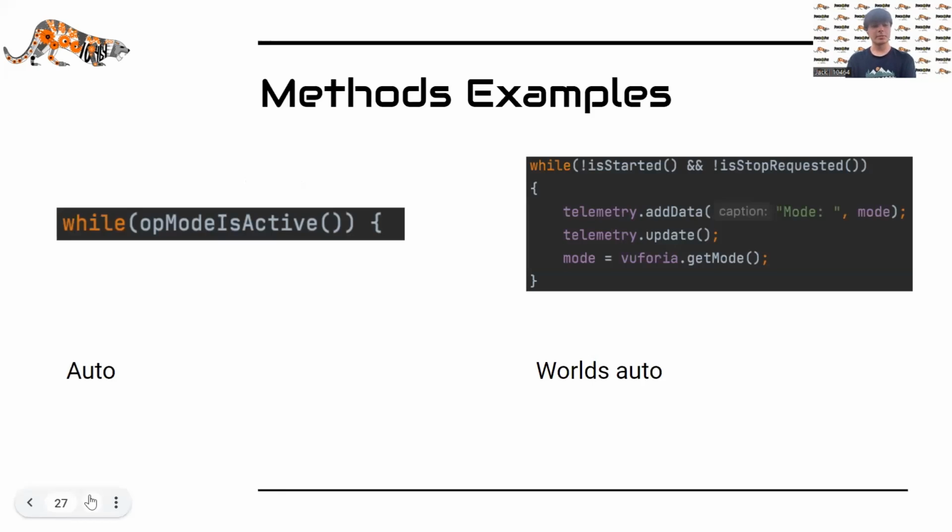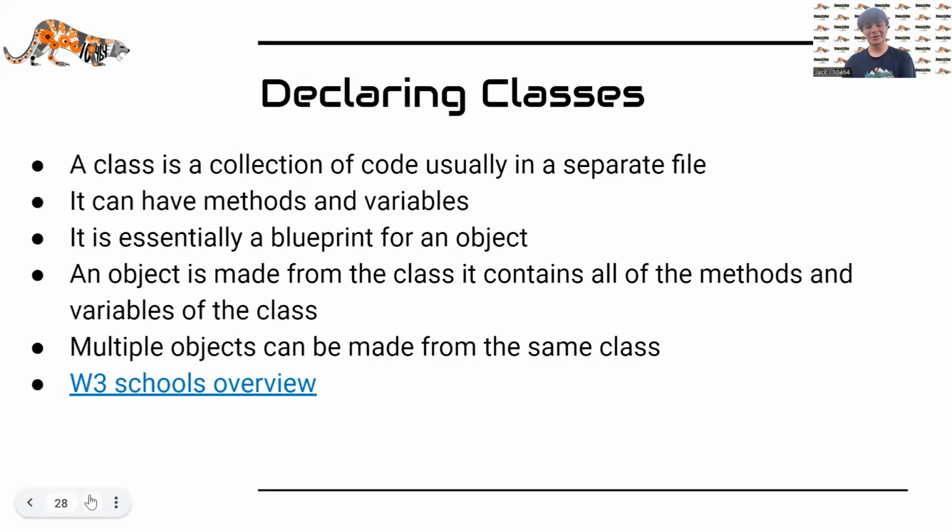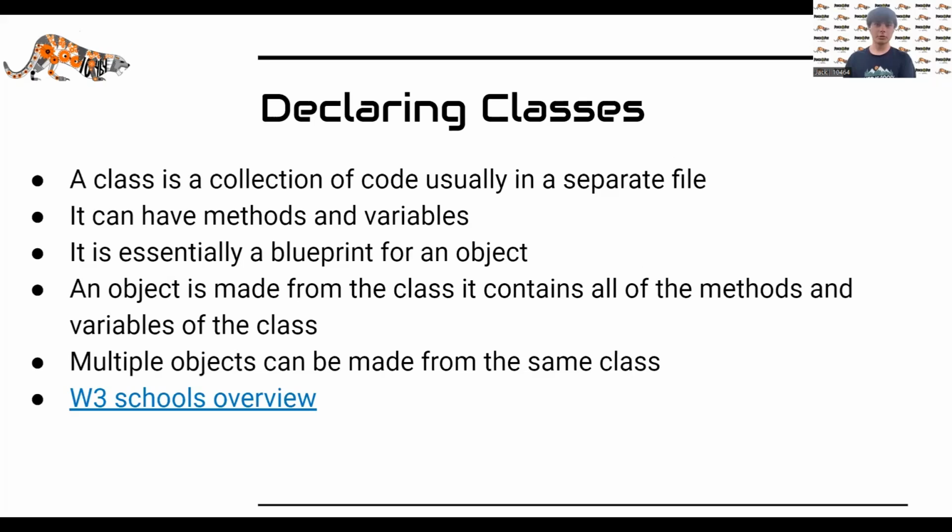And so we're going to be talking about classes next. A class is a collection of code that is usually in a separate file, the .class file. It can have methods and variables inside of it, and it's essentially a blueprint for an object. That object is going to have all of those methods and all of those variables stored inside of it. So if you'd like to call a certain field or a method from another class, you can do so using objects created from classes. And you can actually make multiple objects from the same class.